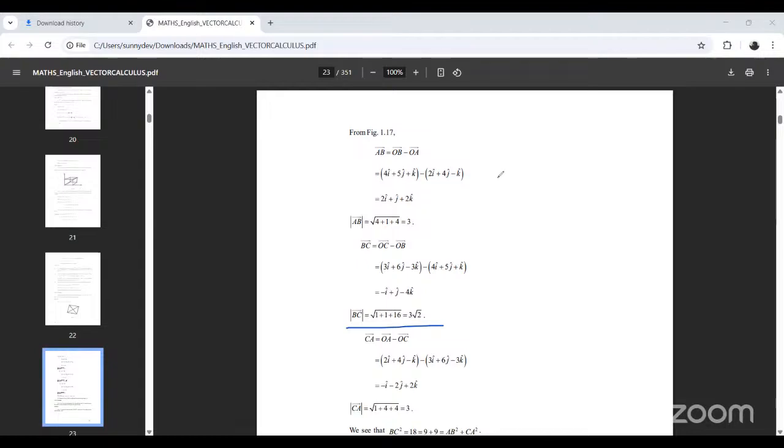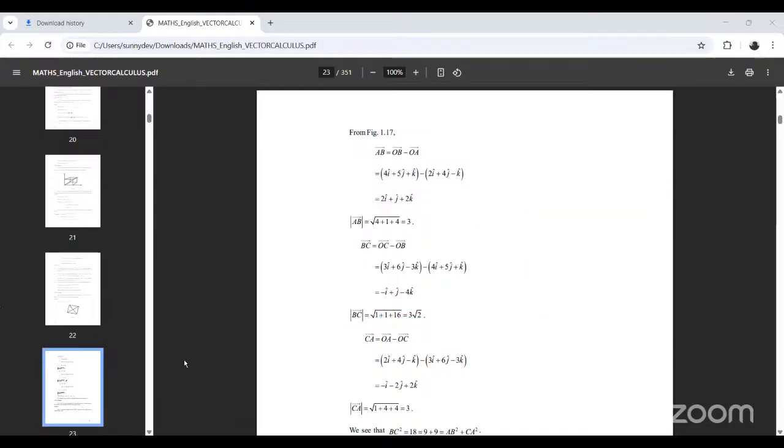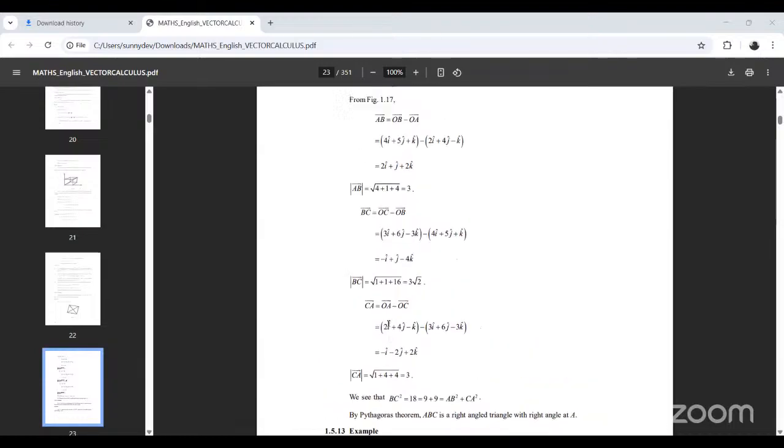So how can we find BC? Here it is OB minus OC. Okay? So we are getting BC. So BC equals OB minus OC. Again, we need to find the BC magnitude, that is 3 root 2. Now CA. CA also becomes OA minus OC. Then we are getting CA. Okay. So the magnitude of CA becomes 3. Now observe here.